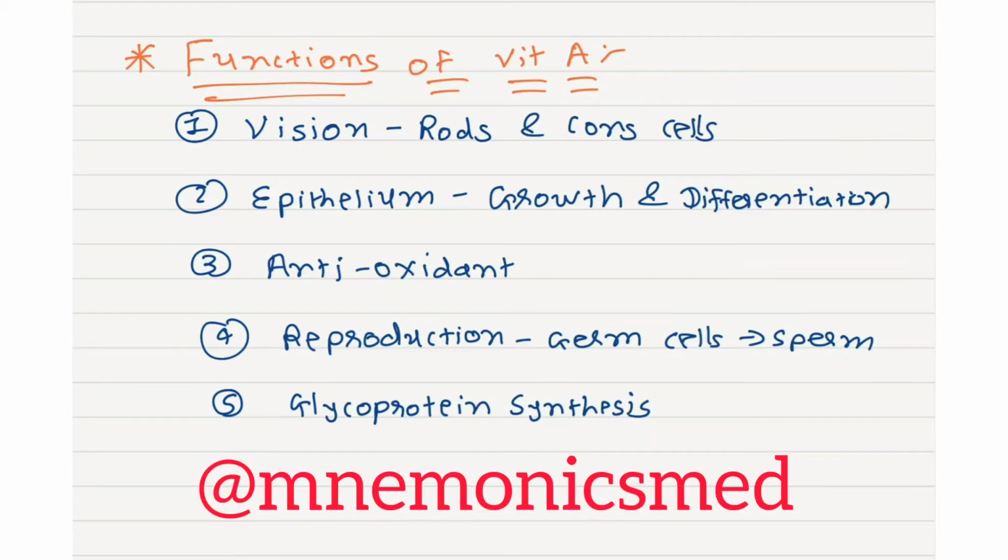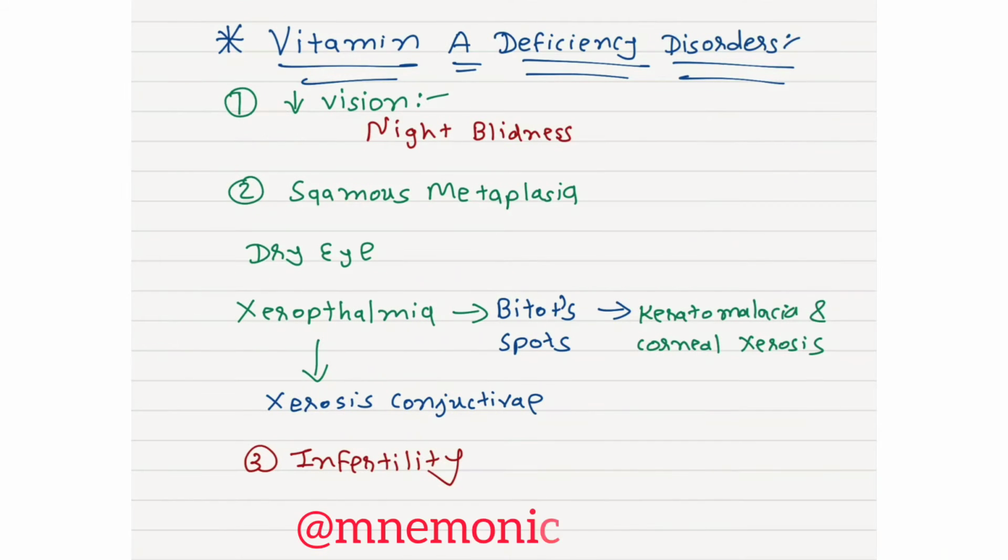Functions of vitamin A. In vision, it acts in rods and cone cells. In epithelium, it is involved in growth and differentiation. It is an antioxidant, and it is involved in reproduction and glycoprotein synthesis. In reproduction, it acts in germ cells and sperm synthesis. So these are the functions of vitamin A, and you have to remember these things.